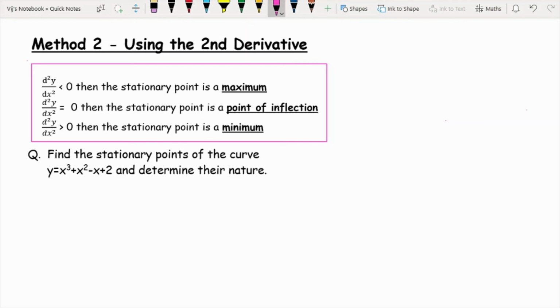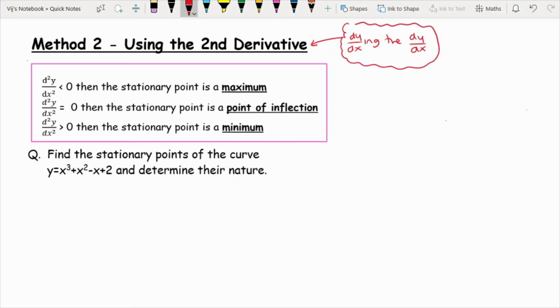Now if you're not too sure what the second derivative actually is, not using proper English or maths in that case, it's basically dy/dx-ing the dy/dx. So you're differentiating twice is basically what the second derivative is.